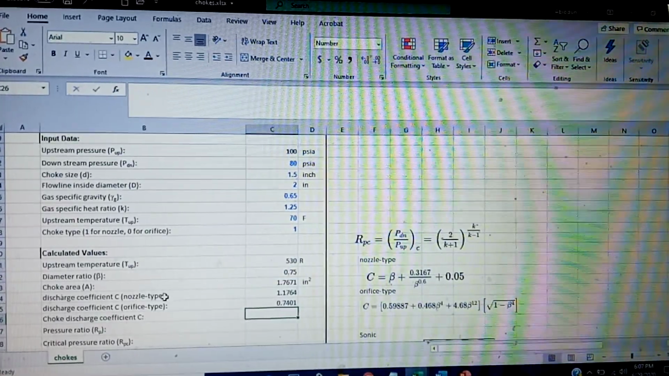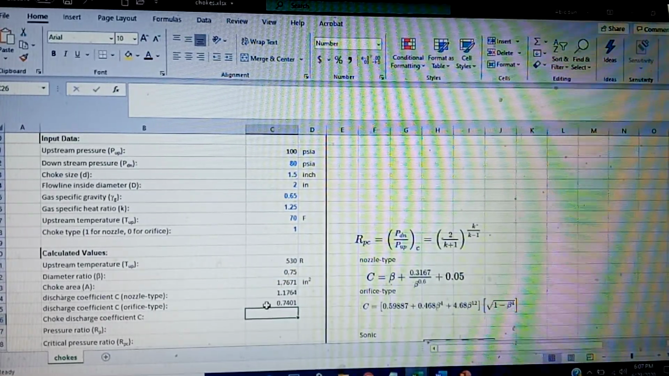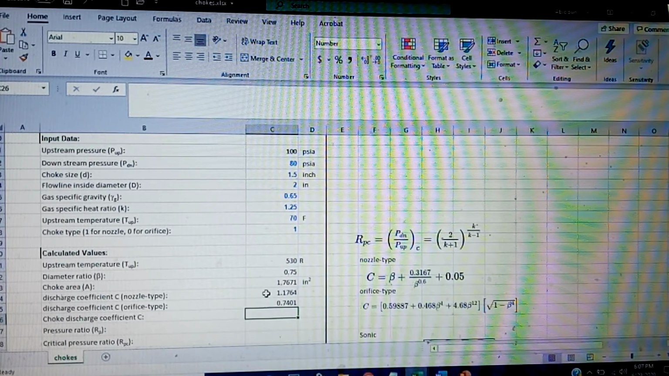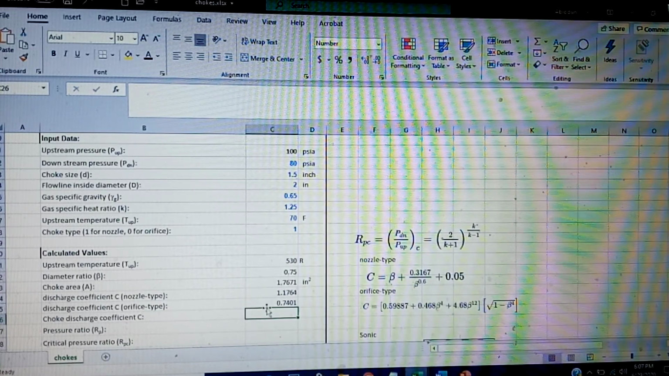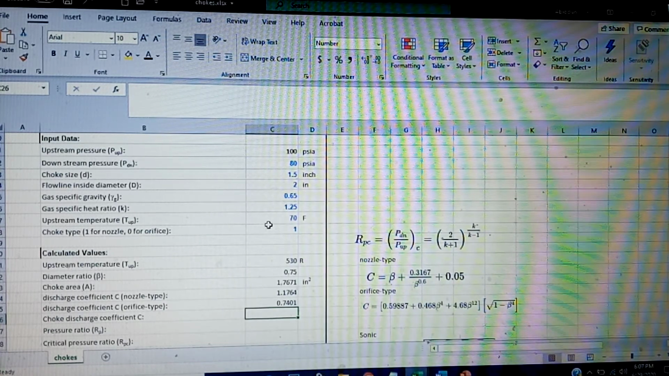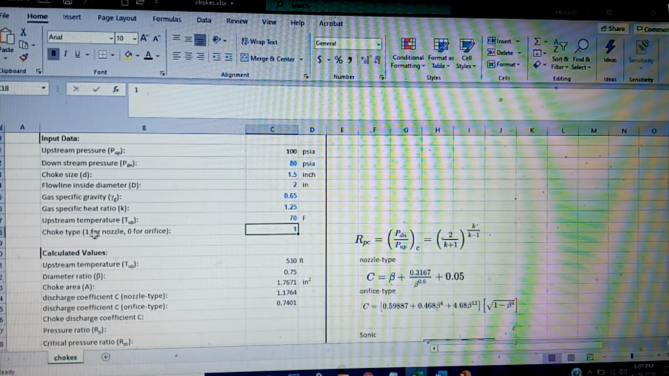You see, if I'm using orifice type, the discharge coefficient will be 0.74. If I'm using nozzle type, the discharge coefficient will be 1.7. Now, this next line, which is the choke discharge coefficient, which is what I'm actually going to use in my calculation, is going to select one of these. So how do you select one of them? To know the right one, I'm going to read this input there. I said for nozzle I put 1, for orifice I put 0. So I'm going to read cell C18, whatever value is there.